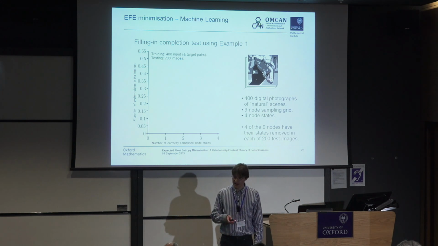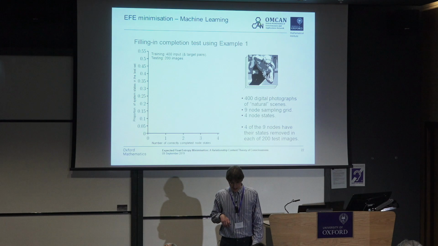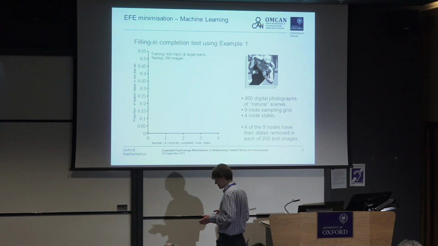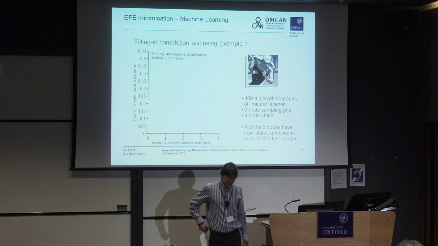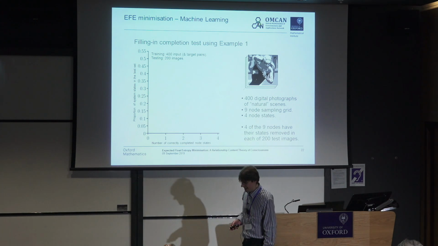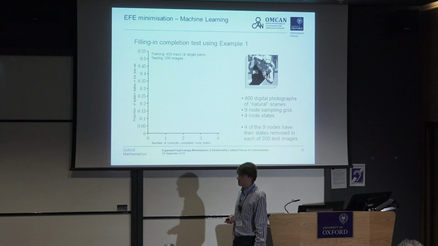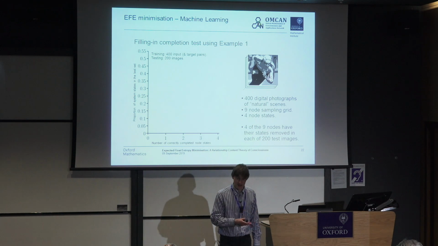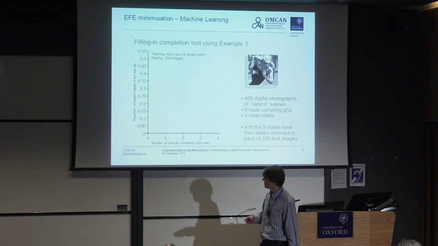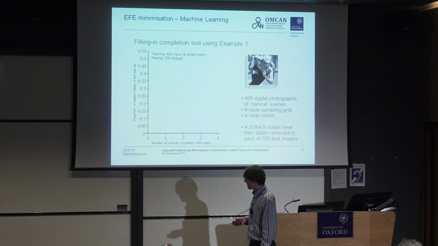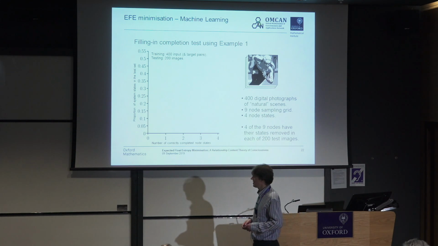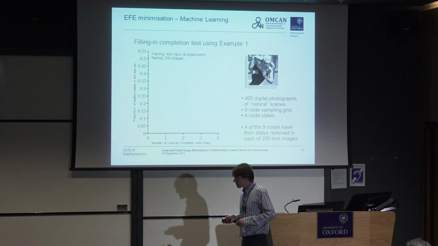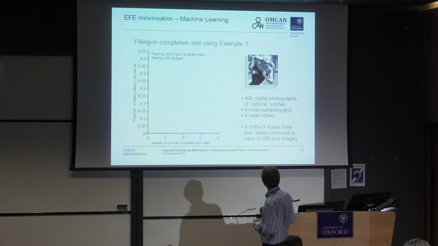Okay, so this approach itself is a kind of machine learning approach. We're doing this minimization. It's a kind of machine learning in order to extract the relationships from systems. The theory is that the system itself is defining these relationships, but EFE minimization is a method for relationship extraction, if you like. So how well does it actually perform in terms of machine learning? Well, we took 400 photographs, sampled 9 nodes again, and had 4 node states, as we've seen before.